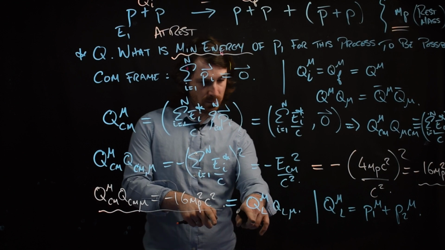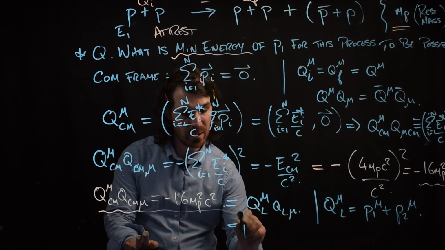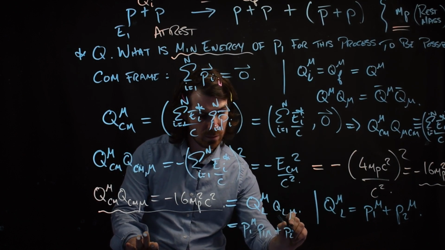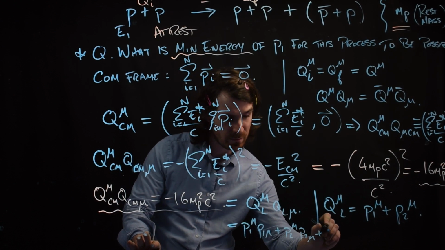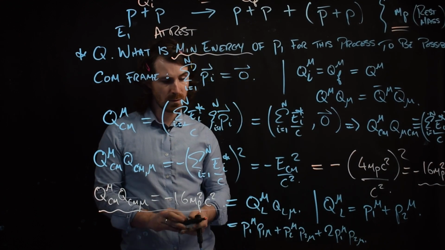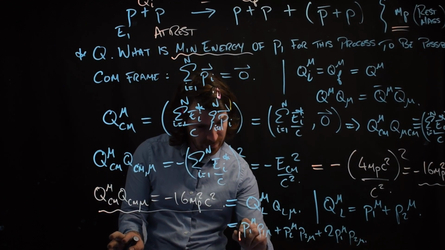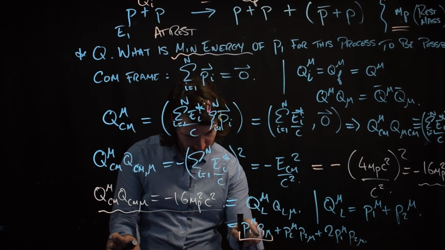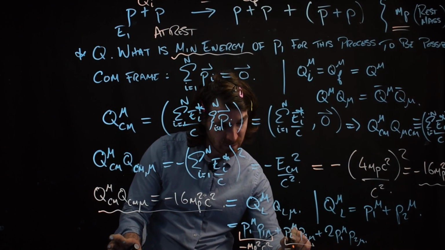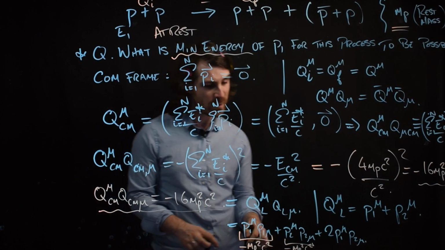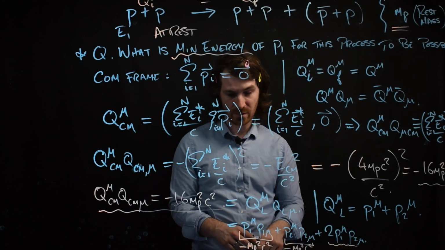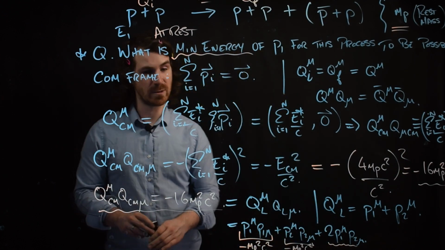Okay, so this inner product is equal to P1 mu P1 mu plus P2 mu P2 mu plus the cross terms 2 P1 mu P2 mu. Okay, and we know that the length of our four momentum is just minus mp squared c squared. So these give us minus mp squared c squared each. And all we have to do is work out what 2 P1 mu P2 mu is. Okay, so let me make some space.